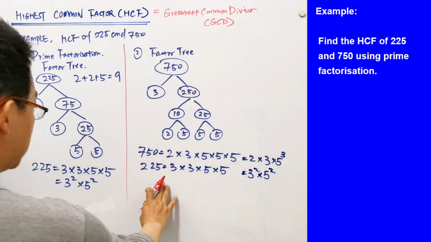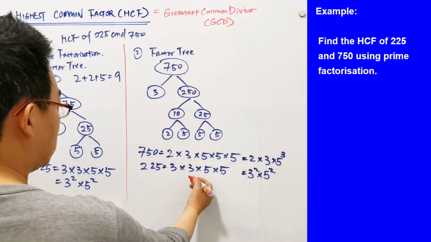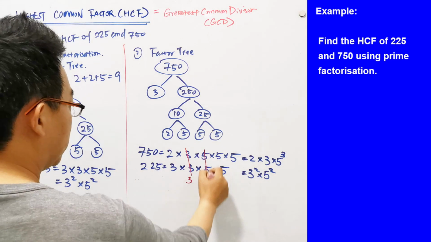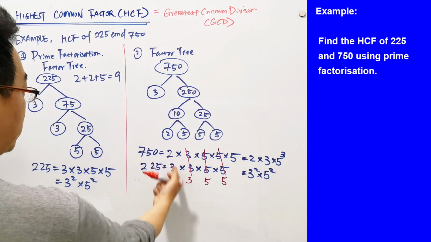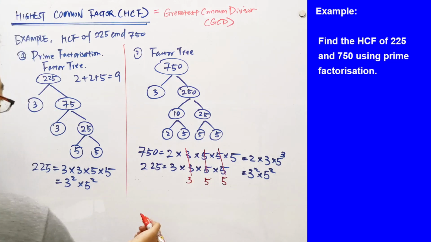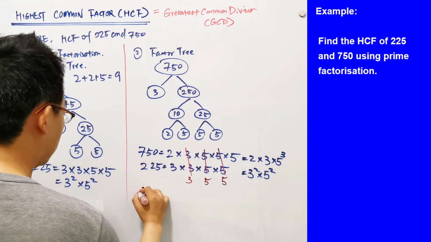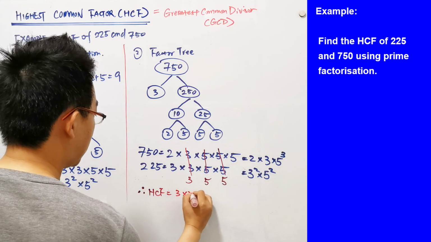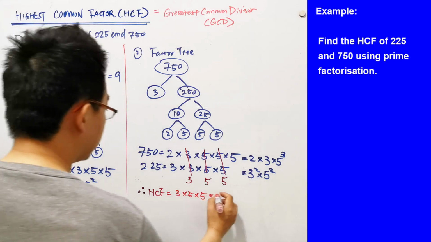In this case, how many common factors do they have? We have 3, we have 5, we have 5, right? So these two count, we don't have this one in common. So what is the common part? Therefore, the highest common factor is 3 times 5 times 5, equal to how much? Is that 75?